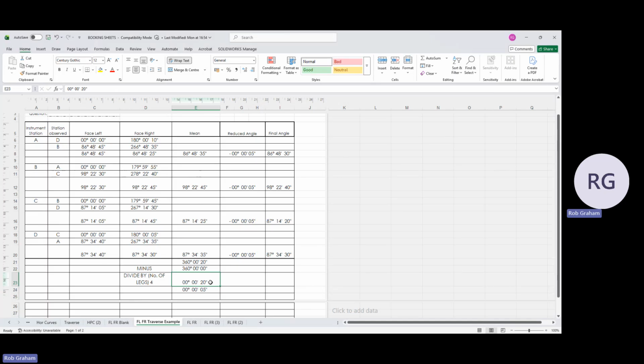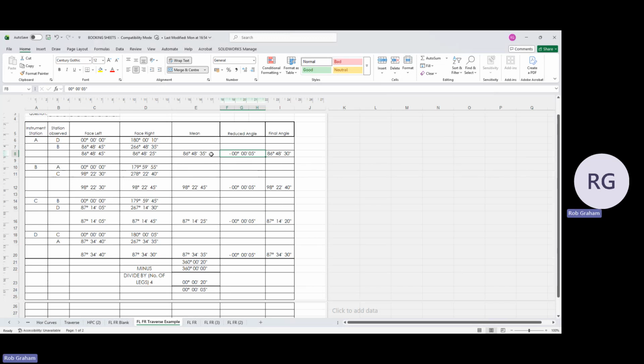So we divide that by the number of legs of the traverse. We had 1, 2, 3, 4 legs of the traverse, therefore 4 internal angles. And that gives us 5 seconds. As you can see there, 20 divided by 4 gives us our 5 seconds. In our case, we are over 360, so we copy this reduced angle and we place it alongside our mean angles. In our case, we have to deduct it off. If you had 359, 59, 40, you would add that 5 seconds on. We're trying to correct this figure to 360.